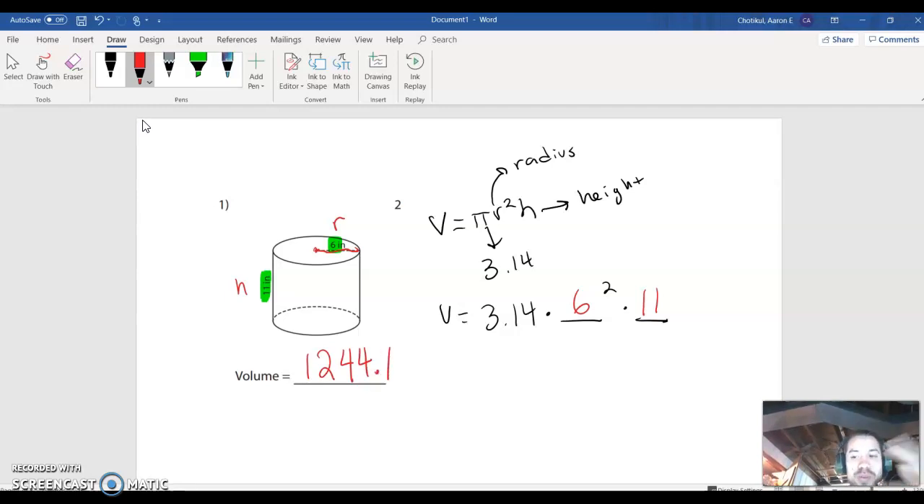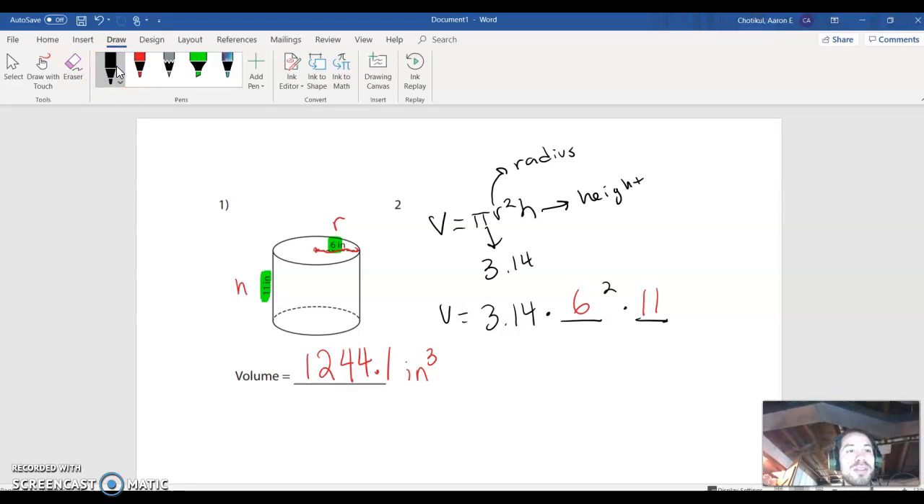Now, you'll notice our unit is inches, but in volume, we don't use just inches. In volume, we use inches cubed. Remember, if we're talking area, it's inches squared. So for volume, we use inches cubed.